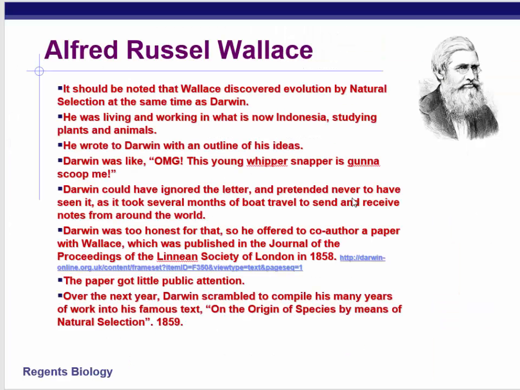There's another scientist, though, that I would also like to introduce you to. His name is Alfred Russel Wallace. Now, Russel Wallace was working on evolution at the same time Darwin was, and he pretty much came up with the same reasons for evolution that Darwin did. He was living in what is now Indonesia. At the time, it was not called that. I don't actually remember what it was called. But he wrote to Darwin when he heard about Darwin's work and he gave him an outline of his ideas.